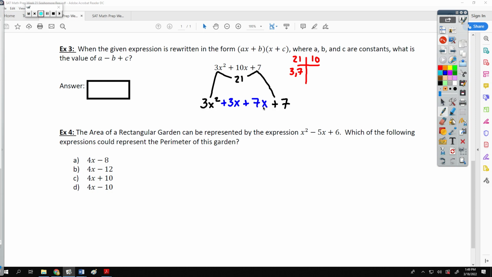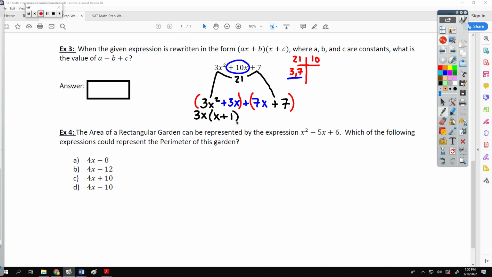This 10 right here gets broken up into 3x and 7x. So we take this and we break it up into these two numbers. Then we group the first two terms and the second two terms and factor the greatest common factor out of each set of parentheses. So the first set of parentheses has a greatest common factor of 3x.